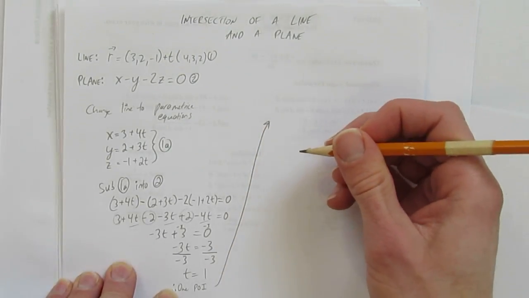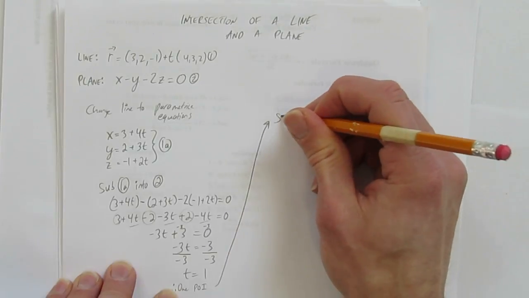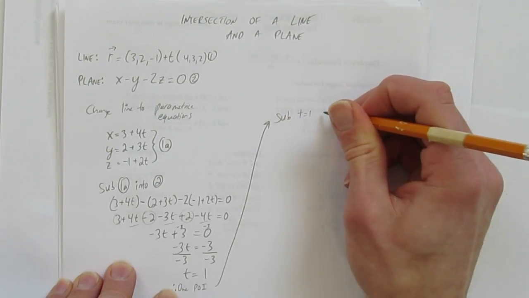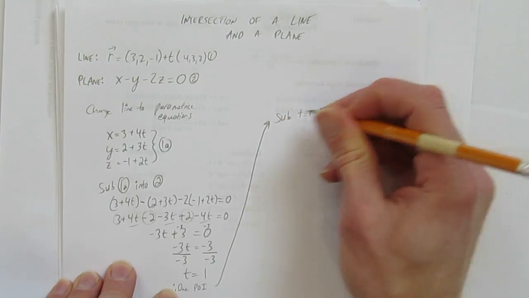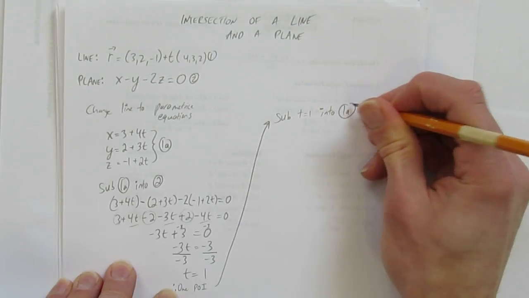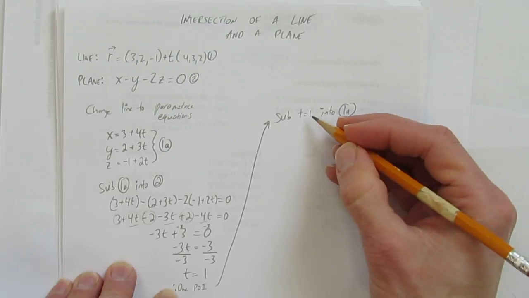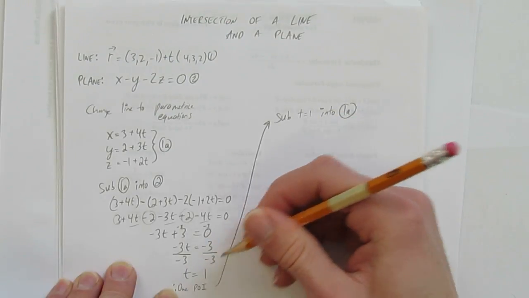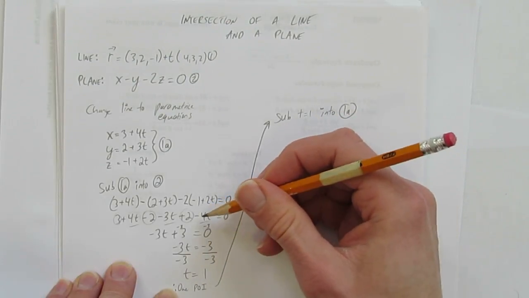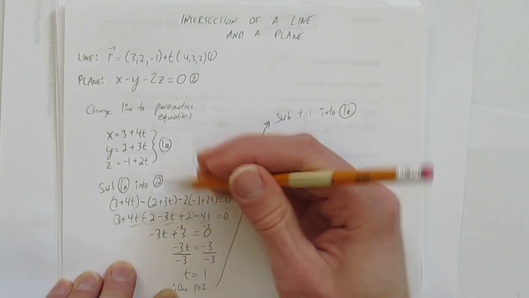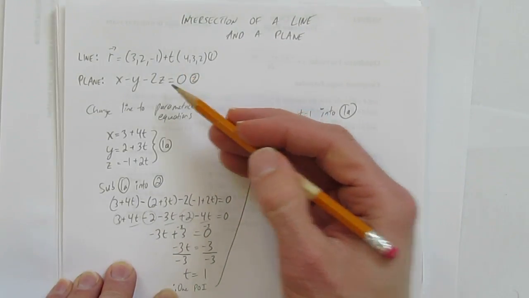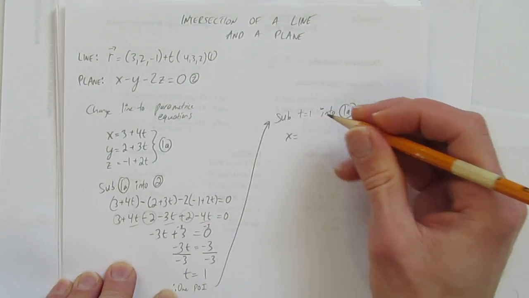We just find that point of intersection. So let's sub t equals 1 into the parametric equations, equation 1a. That is, we'll find out what x, y, and z are, that point of intersection, by finding out what this t is. This t tells us the point of intersection: when you set t equals 1, you get the point that's both on the line and on the plane. Let's find it.